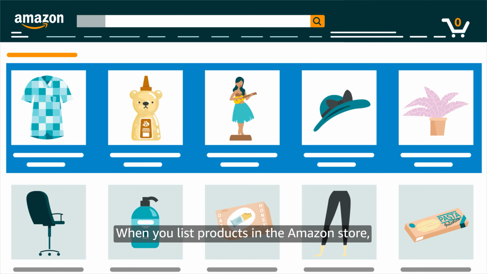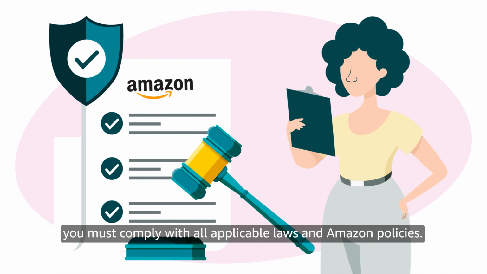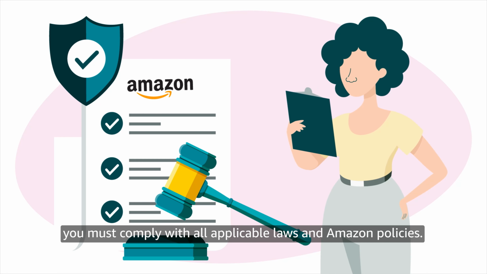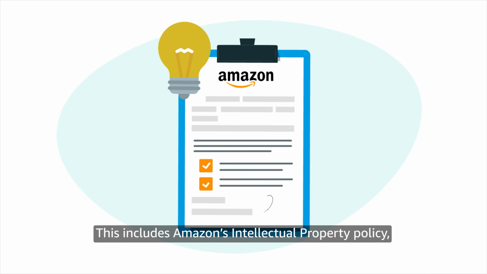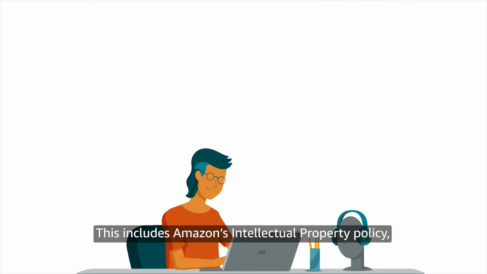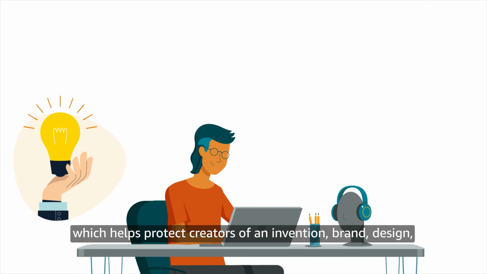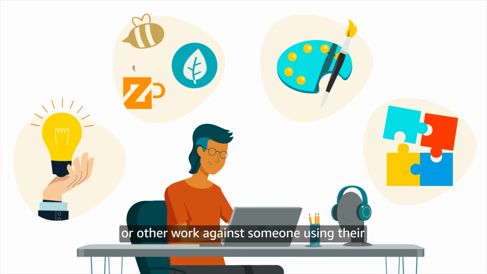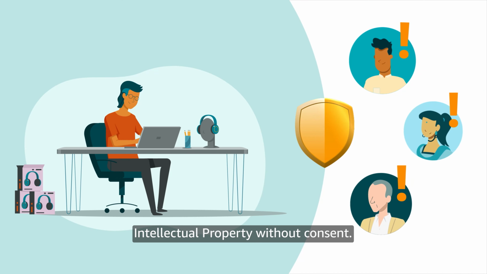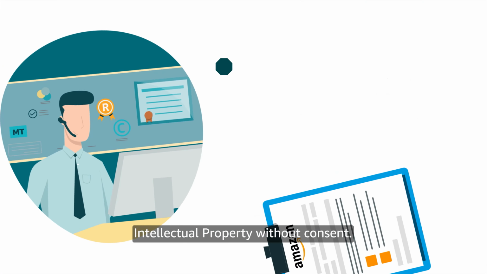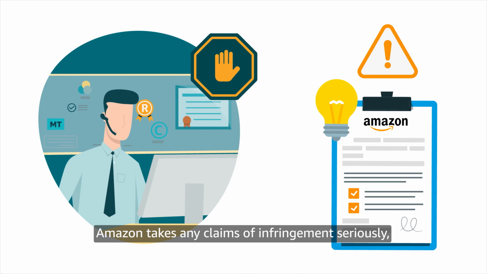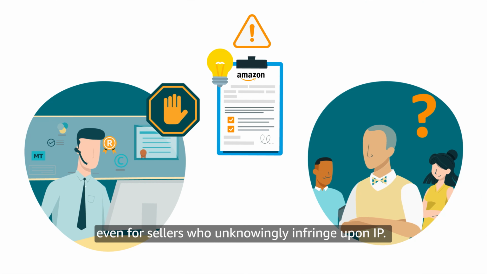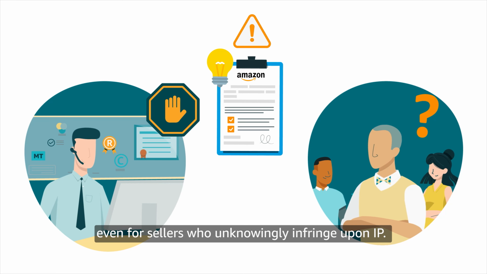When you list products in the Amazon store, you must comply with all applicable laws and Amazon policies. This includes Amazon's intellectual property policy, which helps protect creators of an invention, brand, design, or other work against someone using their intellectual property without consent. Amazon takes any claims of infringement seriously, even for sellers who unknowingly infringe upon IP.